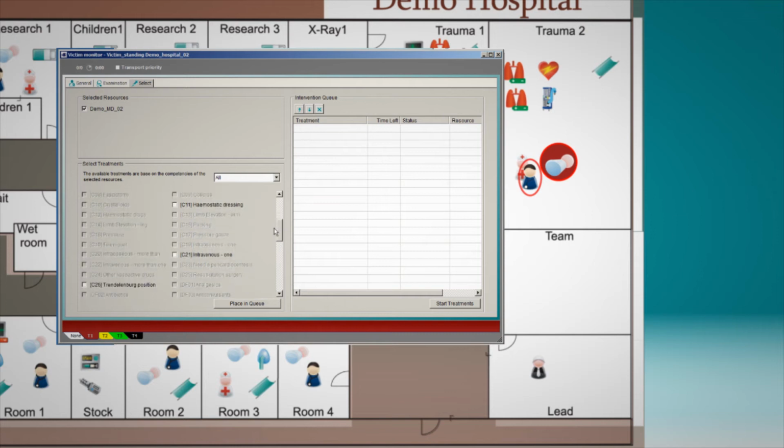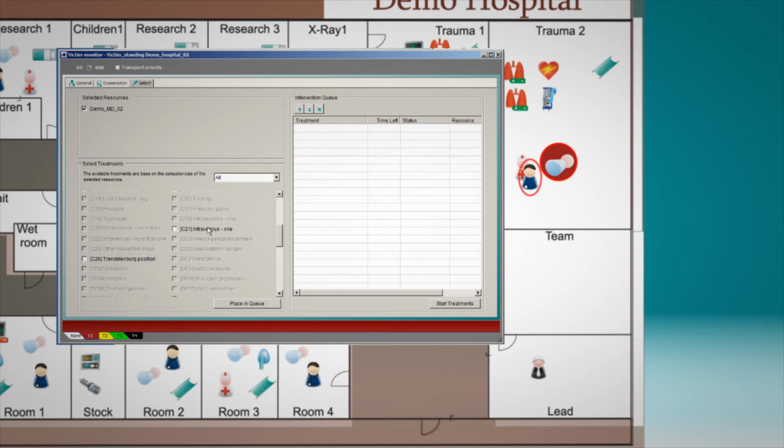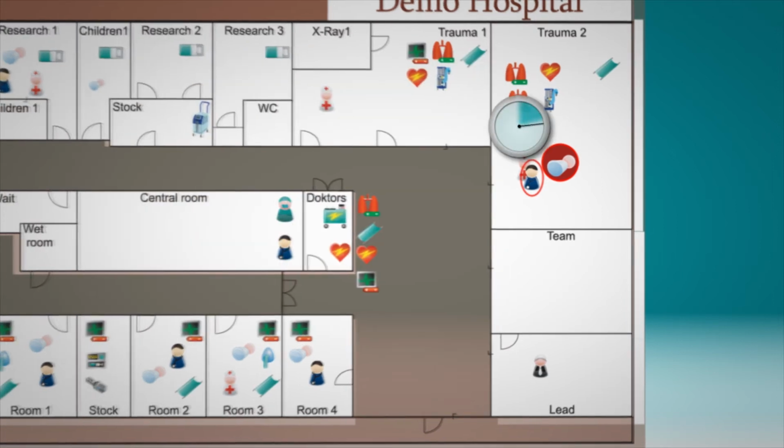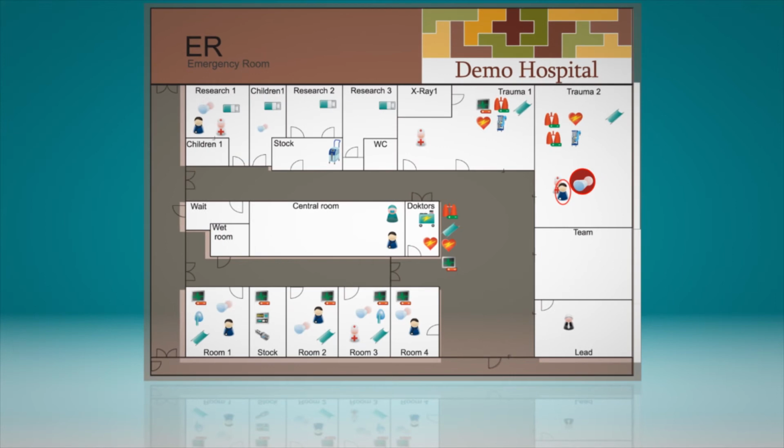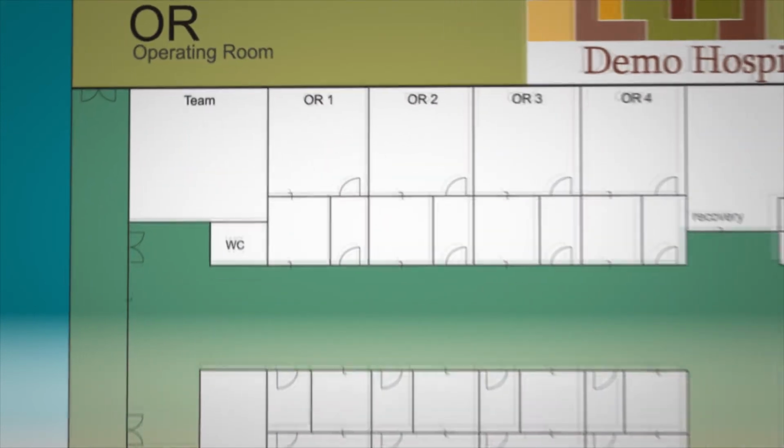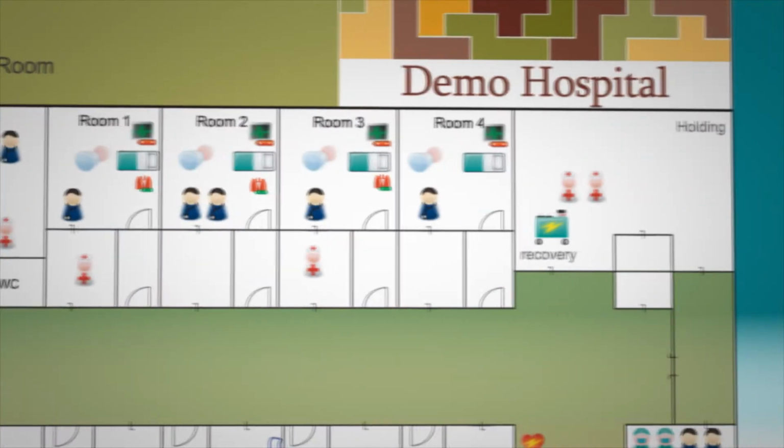ISEE supports dynamic victim status changes. Severely injured victims must receive the correct treatments in time, or they will deteriorate or even die. Patients can be transported to other hospital departments, like the OR, for further treatment.